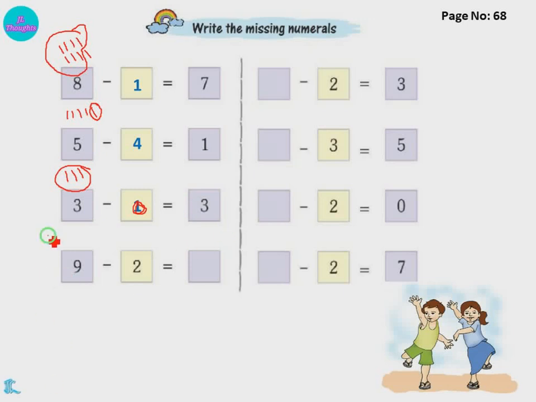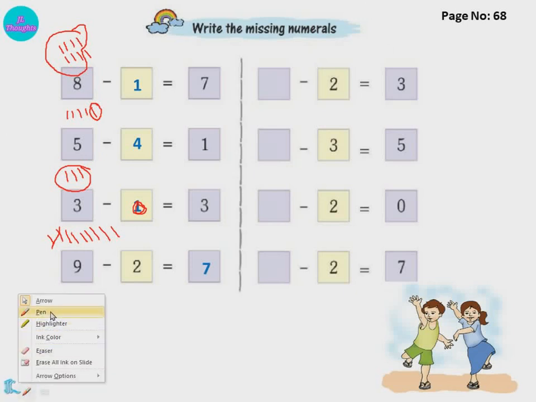9 minus 2. This is simple. 1, 2, 3, 4, 5, 6, 7, 8, 9. In that how many I should cancel? 2 lines I should cancel. Left out 1, 2, 3, 4, 5, 6, 7. Now next one children. This what you will do? If you want to get this number, add these two numbers. Do addition of these two numbers, then you will get this.